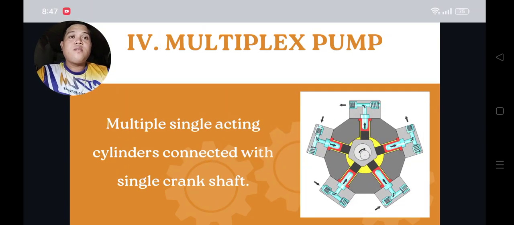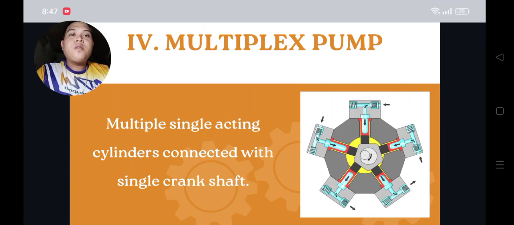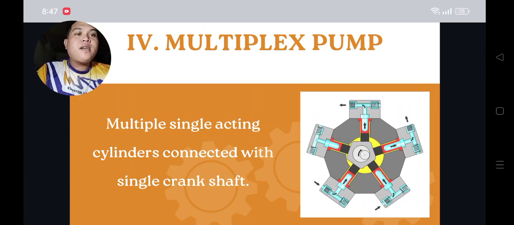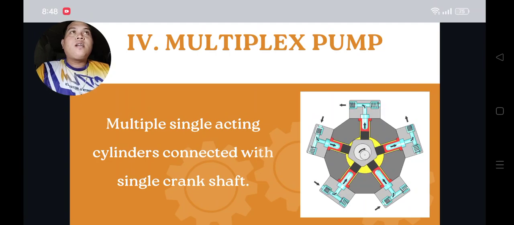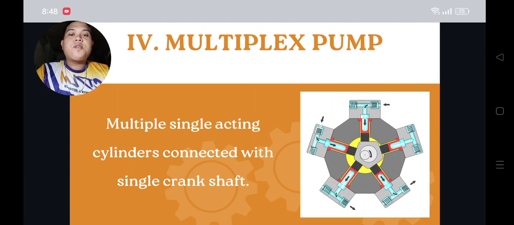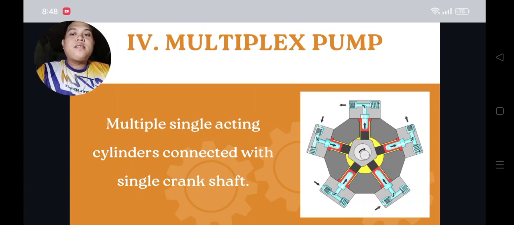The fourth is the multiplex pump. Multiple single acting cylinders connected with a single crankshaft, as you can see in the video. A multiplex pump is similar to a triplex pump but with more than three cylinders. Their functions are still similar, but they work together at different times. An example is a cementing pump used for oil and gas drilling.